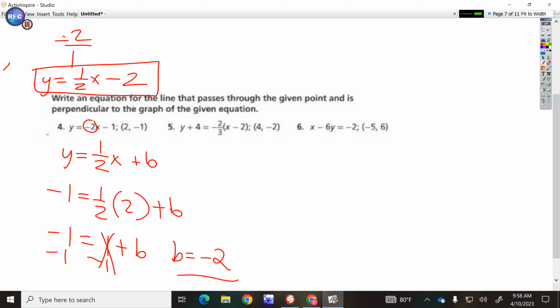Any questions so far? All right, let's try this one. This one's in point slope format, right? Which we don't work with a lot in this class, but more importantly, the slope in point slope is the one touching the parentheses. So we're going to do the same thing without touching everything. So how do you flip negative 2 over 3? It turns into what? Positive 3 over 2.